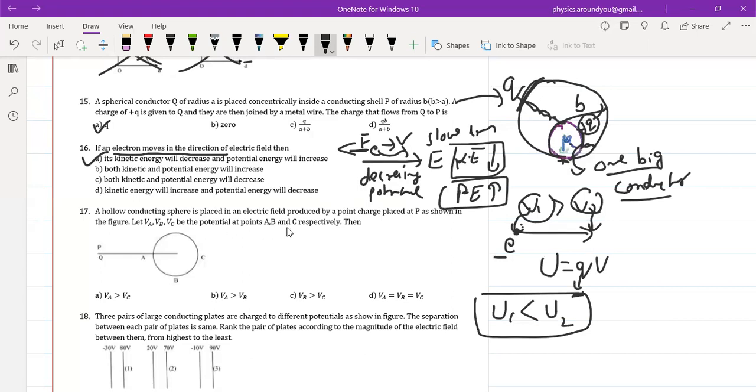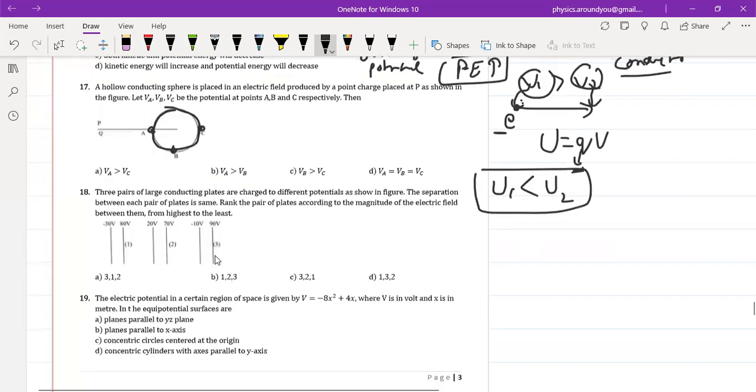A hollow conducting sphere, so and so, fine. There's no need to do anything other than remember that a conductor is an equipotential surface. So the total potential at A, B, and C has to be the same.